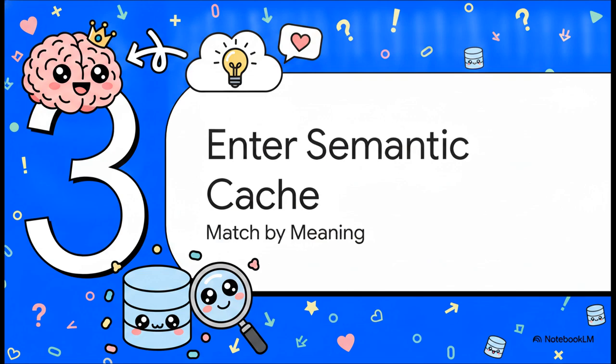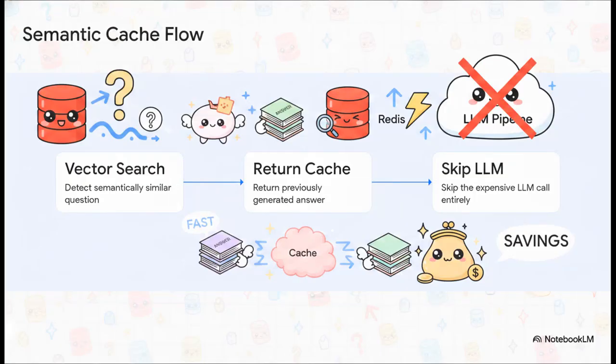Okay, moving on to part three. Enter the semantic cache. This is the real game changer, a cache that actually matches by meaning. Let's walk through this workflow. Instead of running that whole clunky pipeline, Redis steps up. Step one, using vector search, it detects that this new question means the same thing as one it's already seen. Step two, it instantly returns the cached answer. And step three, this is the big one, folks. You completely skip the expensive LLM call. Redis intercepts the whole thing and bypasses that pricey pipeline entirely.